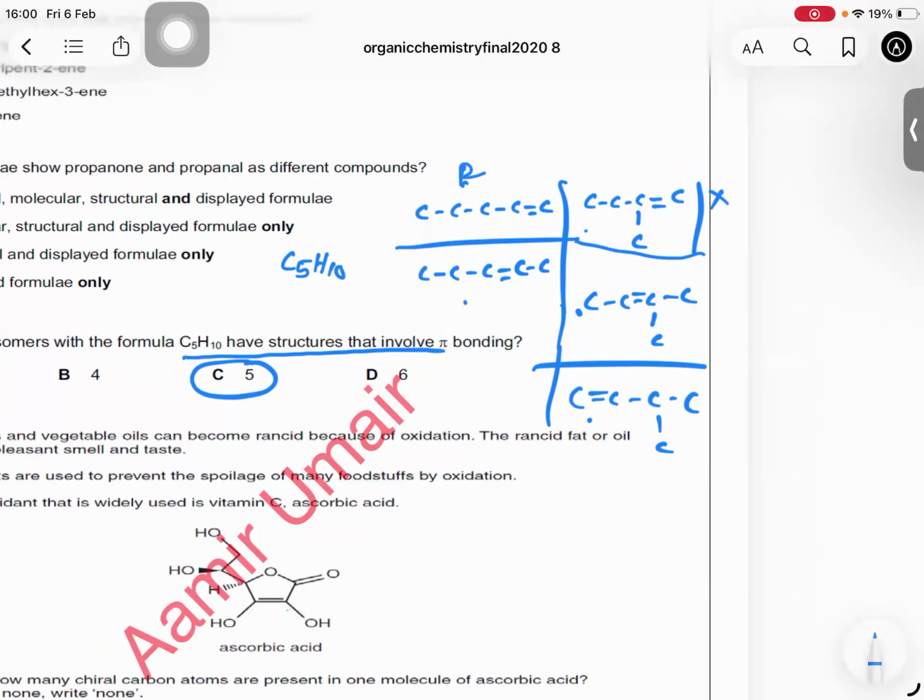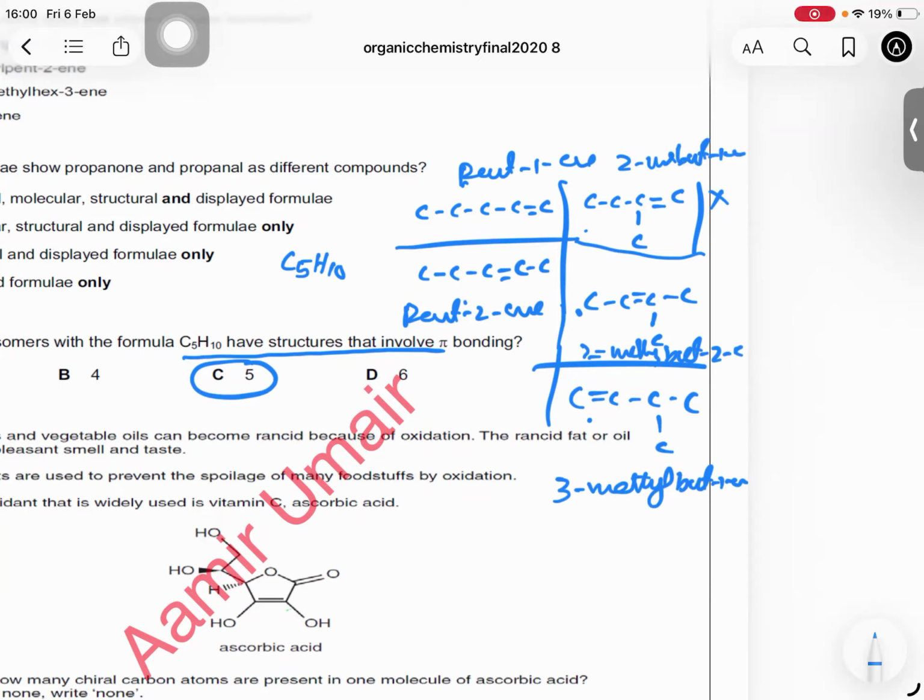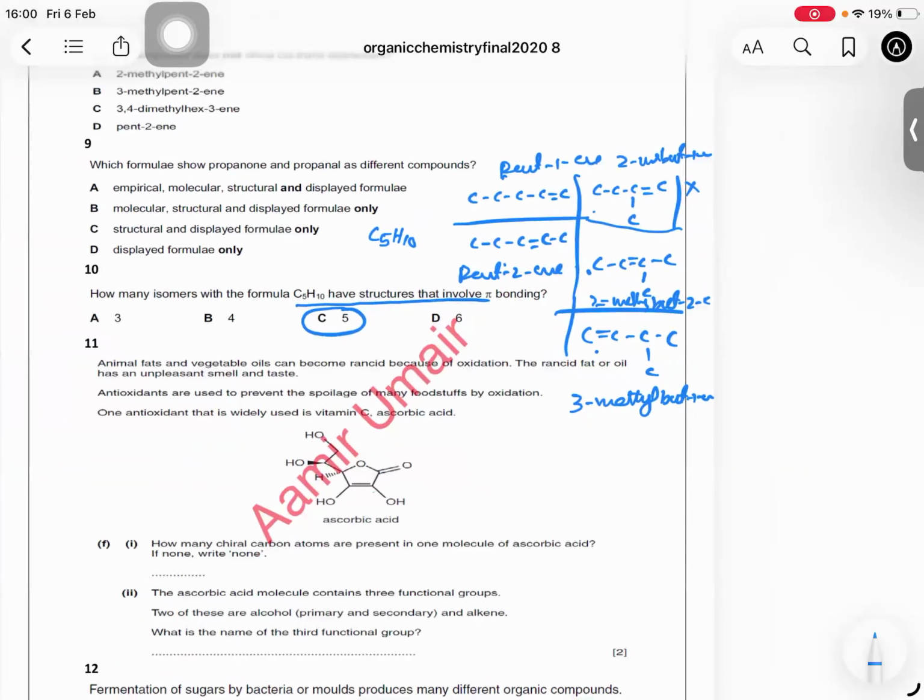This is pent-1-ene. This is pent-2-ene. 2-methylbut-1-ene. 2-methylbut-2-ene. And 3-methylbut-1-ene. The last one is 3-methylbut-1-ene. This is 2-methylbut-2-ene. This is 2-methylbut-1-ene. 5 isomers of C5H10 that contain a pi bond. Okay?